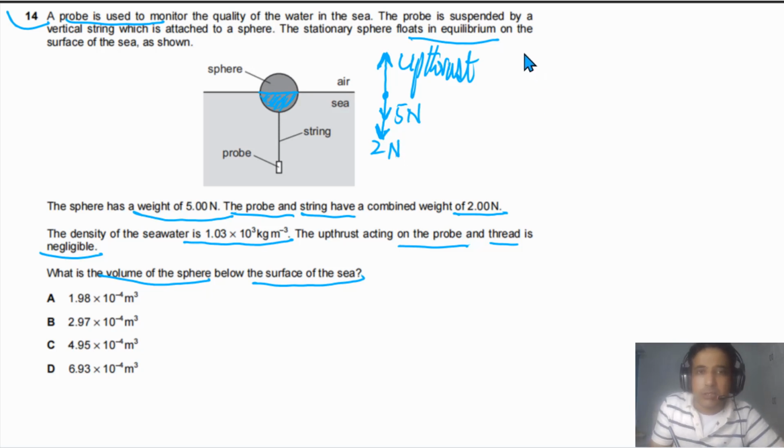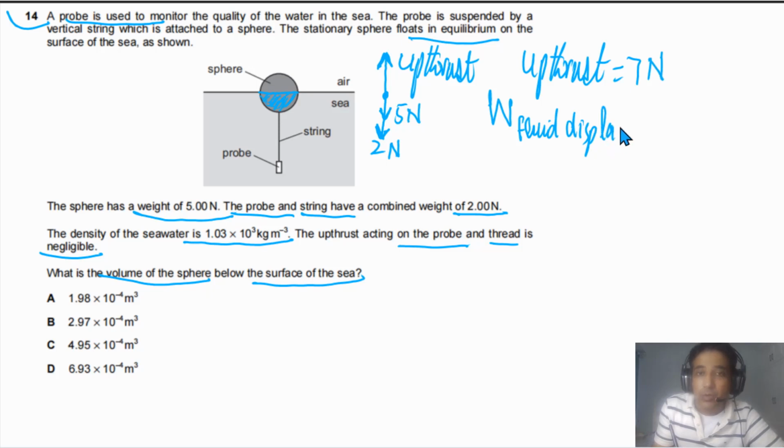So in this case we can simply write down that upthrust is equal to 7 newtons, and upthrust is equal to the weight of fluid displaced. This is a very important one: weight of fluid displaced. You need to understand the concept, not just use the formula without understanding the concept.